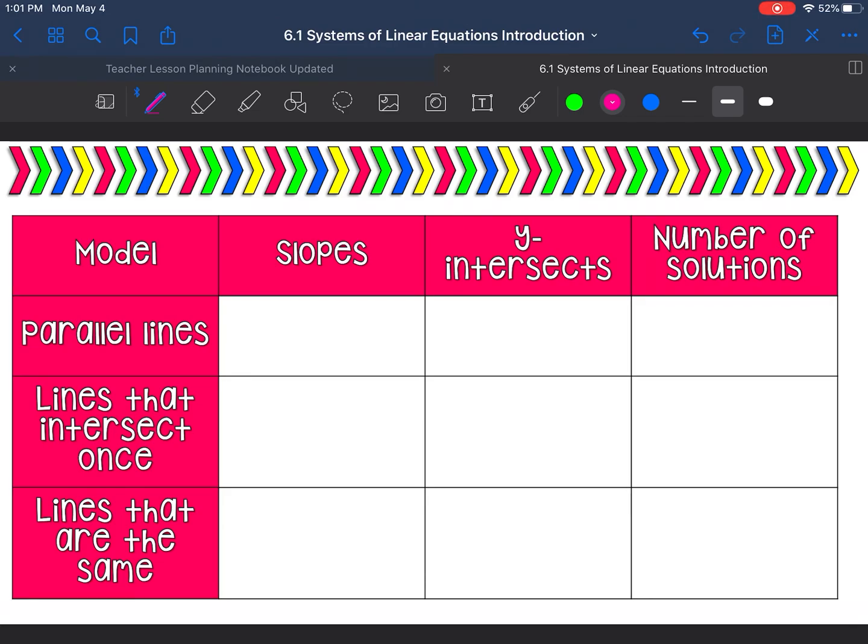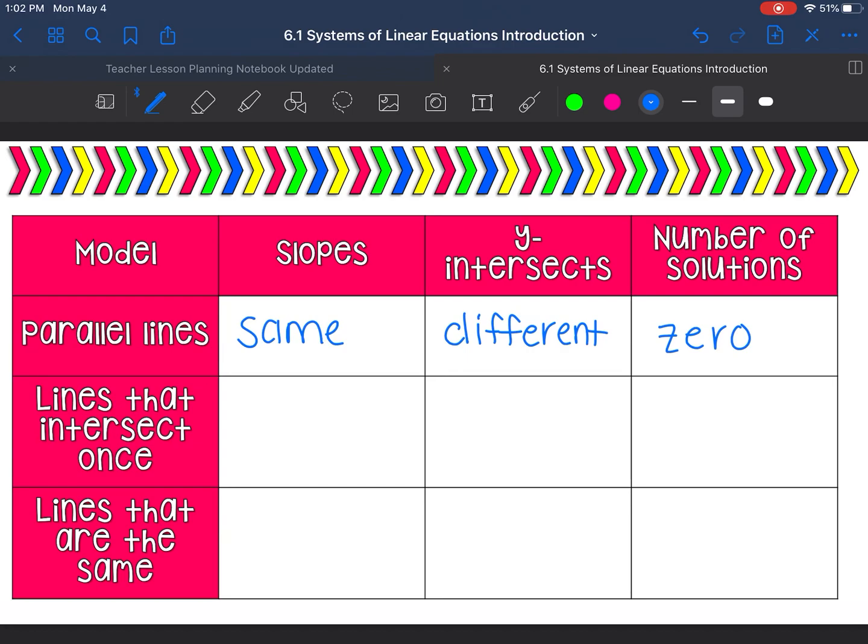It's pretty simple, but it's about remembering: what happens if I have different y-intercepts but the same slope? What happens if I have different slopes but the same y-intercept? So this chart is really going to make it simple for you. Let's go ahead and fill it in. If I have parallel lines, that means my slope is the same. So same slopes give me parallel lines. Well, if I have parallel lines, what happens to my y-intercepts? Are they the same or different? If they're parallel lines, your y-intercepts are going to be different. So how many solutions do I have with parallel lines? Zero, because they will never intersect.